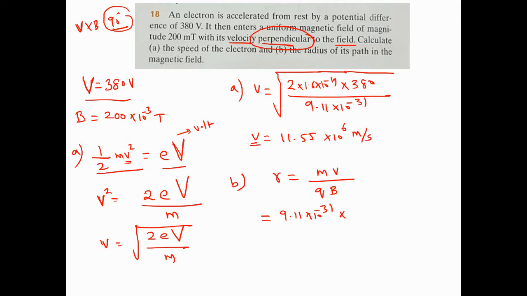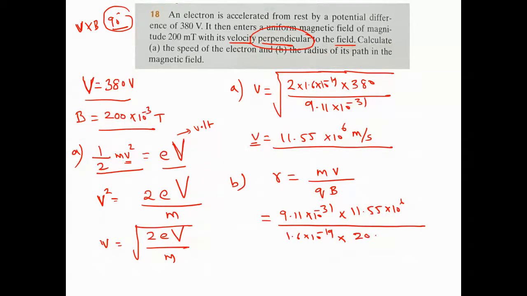And for the speed, I am going to take the value from the first question. So what is our value, my dear? 11.55 multiplied by 10 to the power of 6, divided by the charge magnitude, which is 1.6 multiplied by 10 to the power of minus 19, and the magnetic field value is given in the question as 200 millitesla. So 200 multiplied by 10 to the power of minus 3. Could you please tell me the answer, my dear?